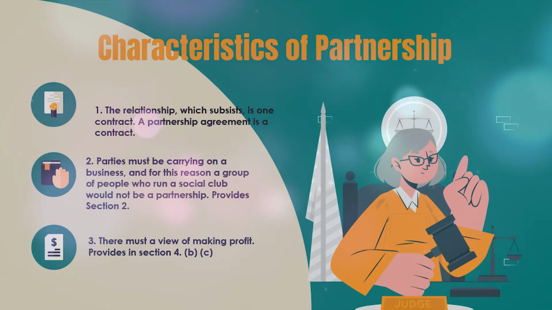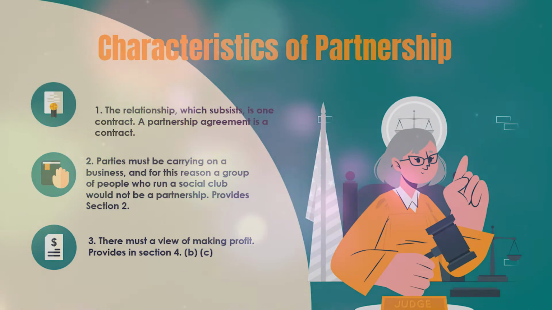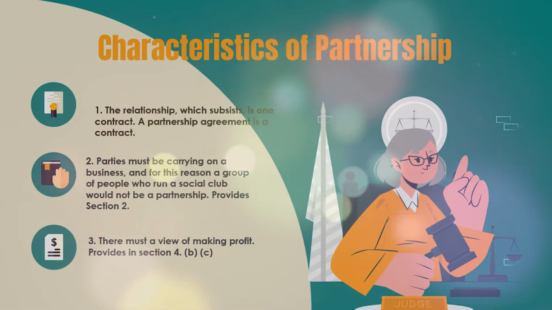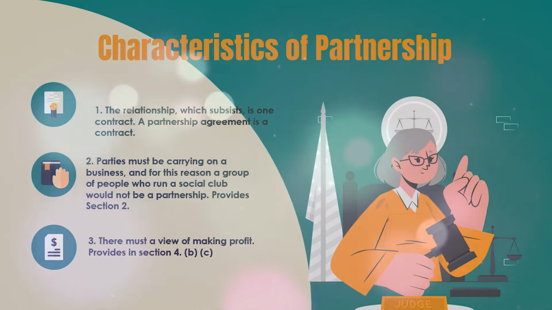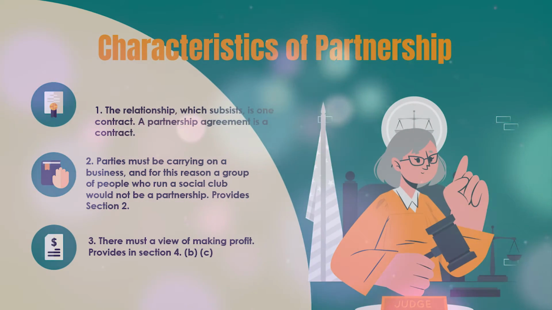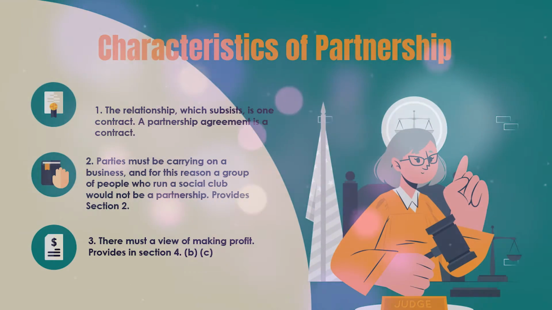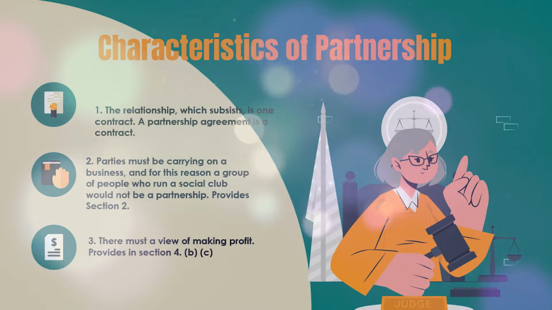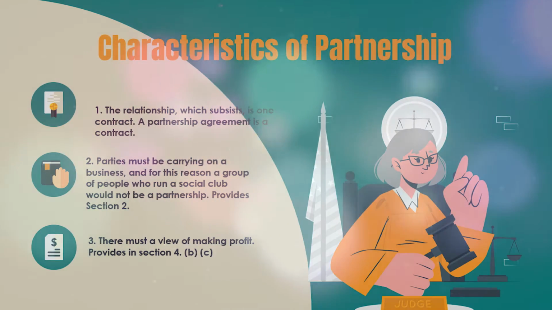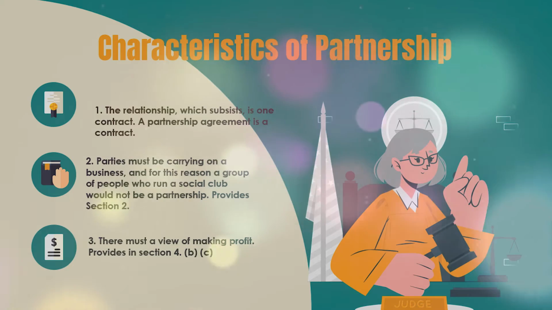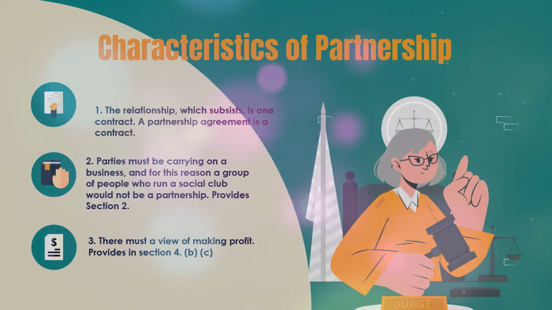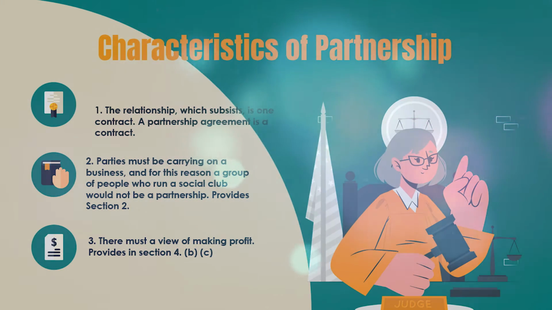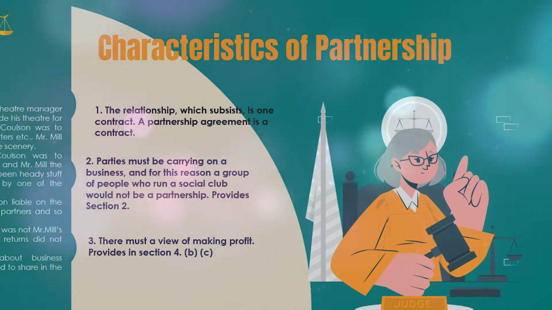which means there must be some mutuality of rights, interests, and obligations, and the agreement must be for a business purpose. The last one, there must be a view of making profit. As provided in Section 4, B and C, the partners agree to carry on business for profit. Thus, if a person is excluded from sharing any profit in a partnership, then he is not a partner. Similarly, the relationship between persons doing voluntary or welfare work is not a partnership.